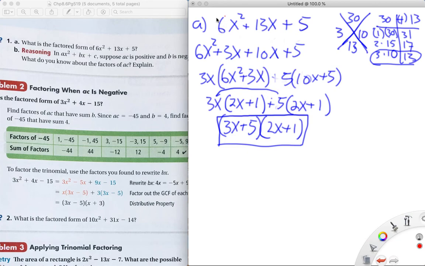So the first number, the first coefficient of our expression is 6. And the variable is x. We're not going to write x squared, we're just going to write it as x. The two factors that we found were 3 and 10. So what we're going to do is we're going to write a fraction. We're going to divide it by 3. And what we're going to do is we're going to simplify this fraction. 3 divided by 3 is 1. 6 divided by 3 is 2.